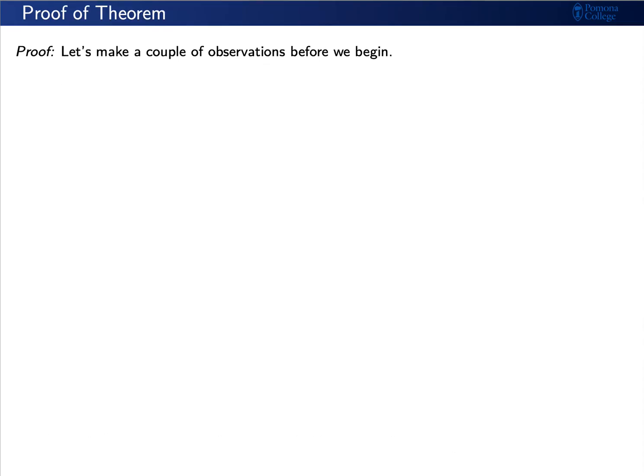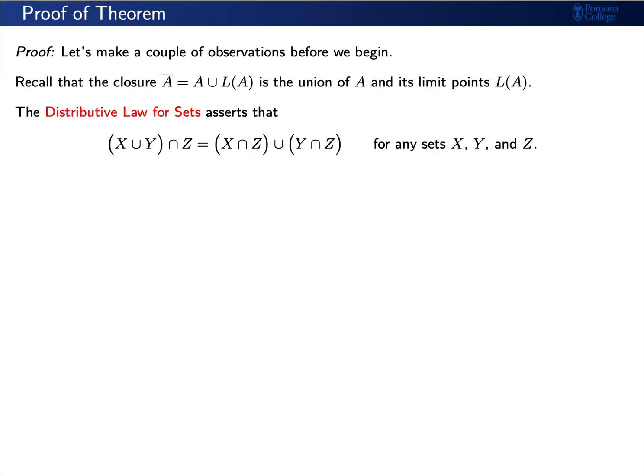We'll now prove the theorem. Let's make a couple of observations before we begin. First, recall that the closure of A, namely A bar, is the union of A and its limit points L of A. Second, the distributive law for sets says that given any three sets, capital X, capital Y, and capital Z, the union of X and Y intersect with Z is the union of X intersect with Z and Y intersect with Z.